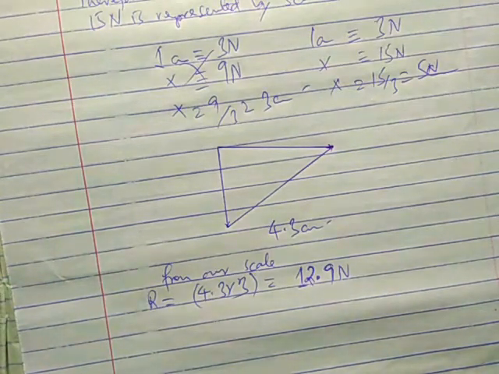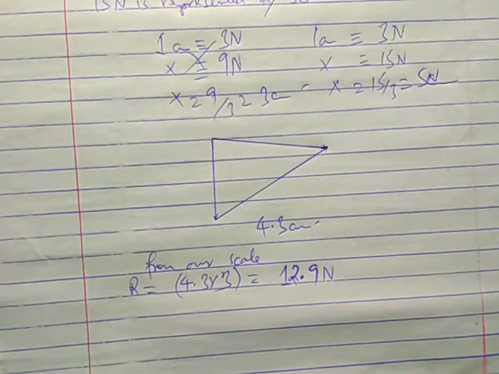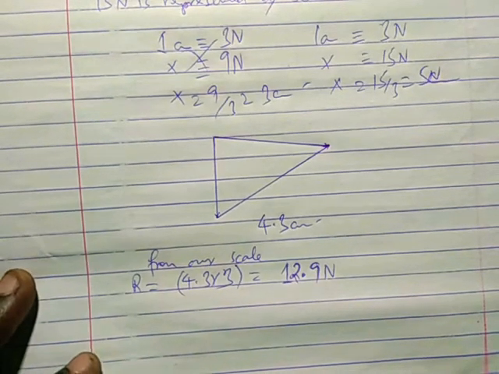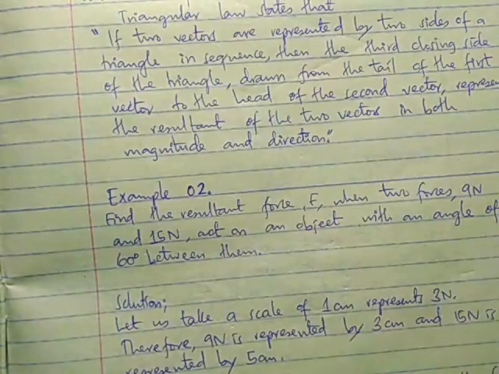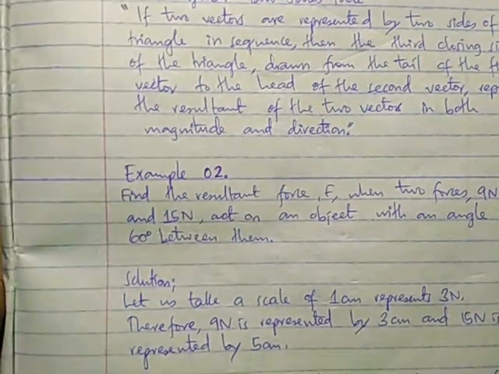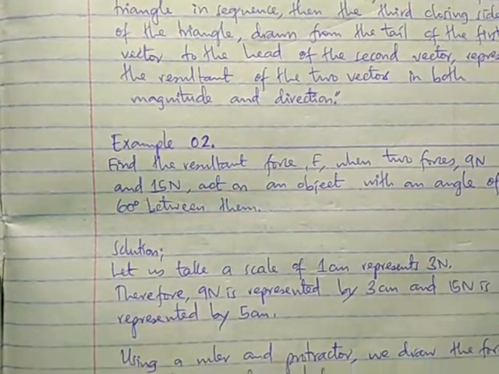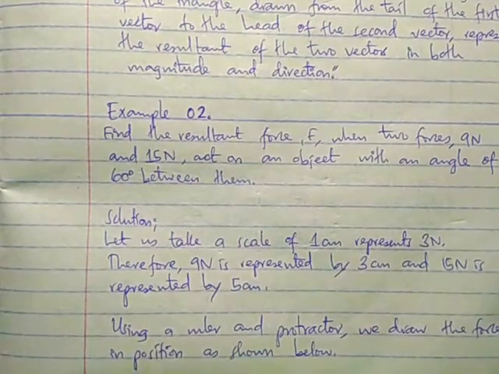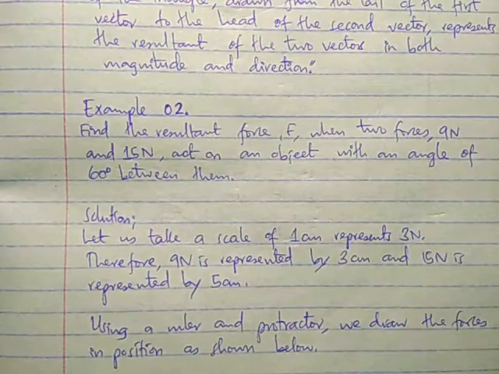Hapa hakuna haja kutumia graph paper, ni wewe tu kiweza kupima angle vizuri. There is no need of using graph paper. Triangle law inakuwa inaenda kama hivyo. Kwa hiyo tukirudi kwenye daftari yetu hapo kwenye notes, tutaona watumia scale ya ngapi? Ya 3, 1 cm represent 3 Newton. Lakini using a ruler and a protractor, we draw the forces in position as shown in the figure below.